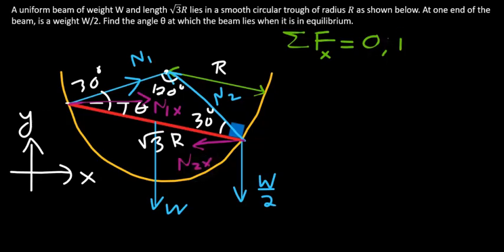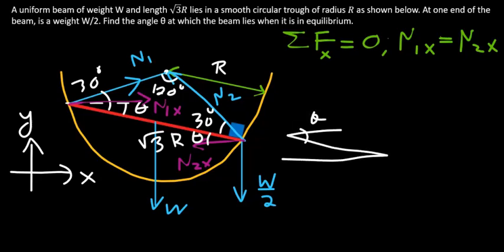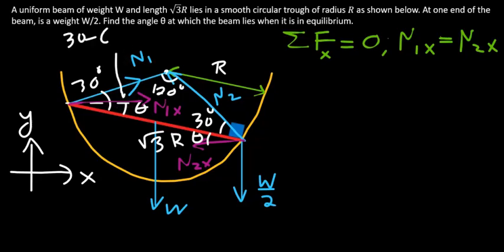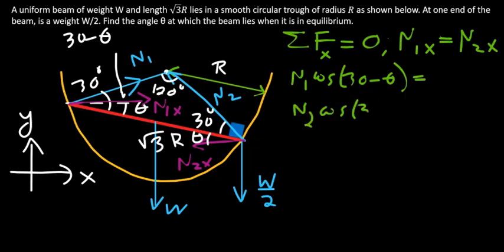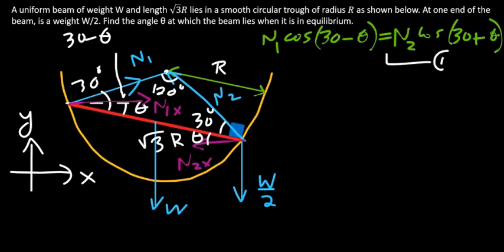So that means N1x equals N2x. We note this angle here is theta through the zigzag rule. This is theta, so that is theta as well. So from this diagram, this angle right there is 30 minus theta. So the x component of N1 is N1 cosine of 30 minus theta. The x component of N2 from the diagram is N2 cosine of 30 plus theta, that angle. So let's call this equation 1.